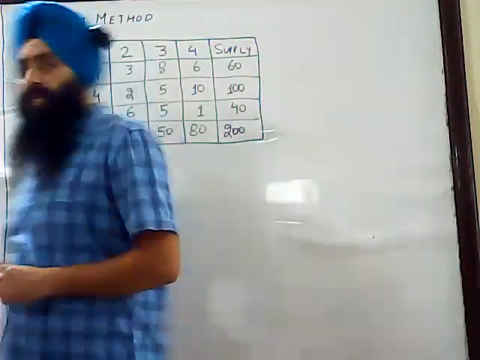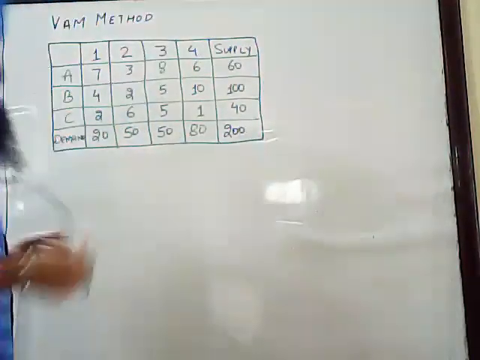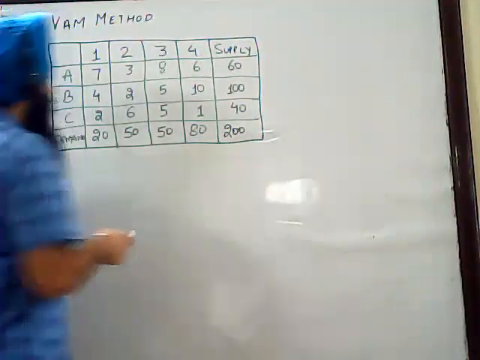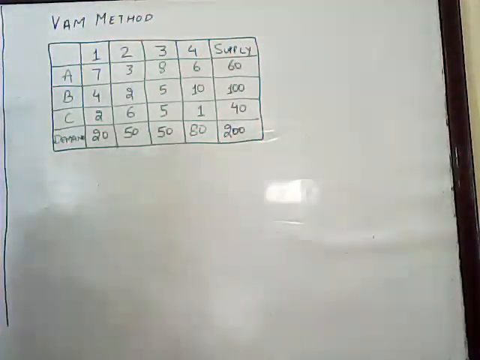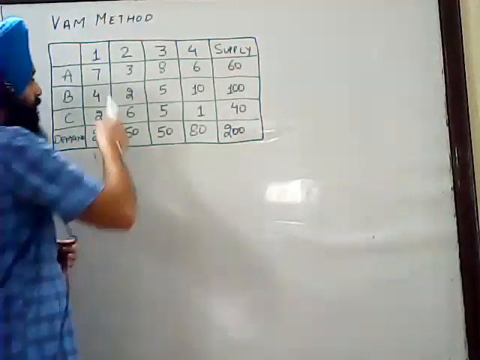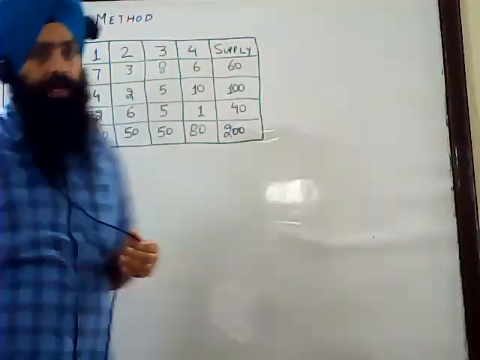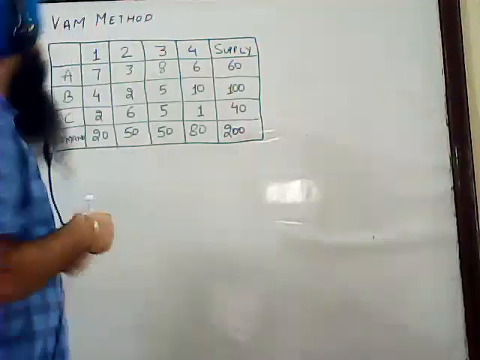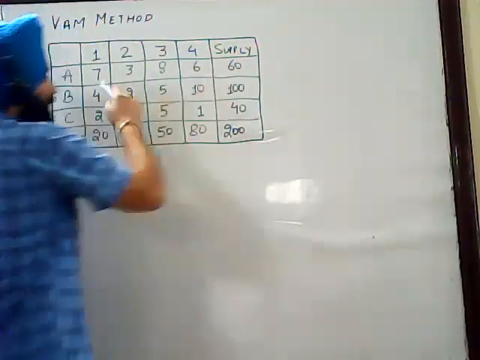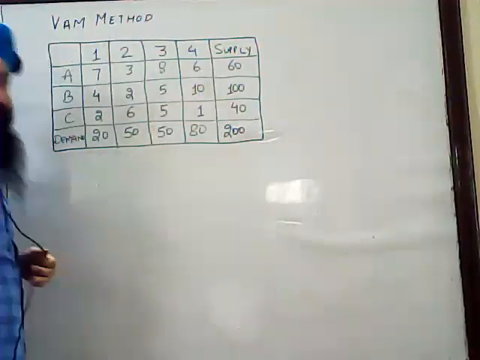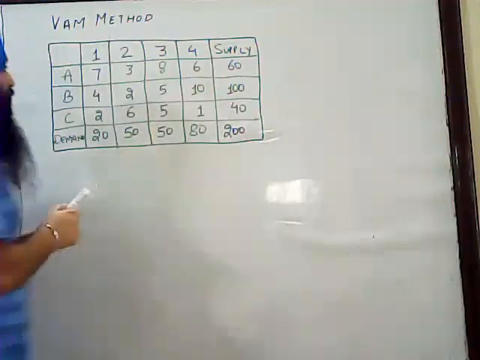So in case of the VAM method, the first step is to find the difference between rows and columns. First of all, we have to find the minimum element from each row and the next minimum element.